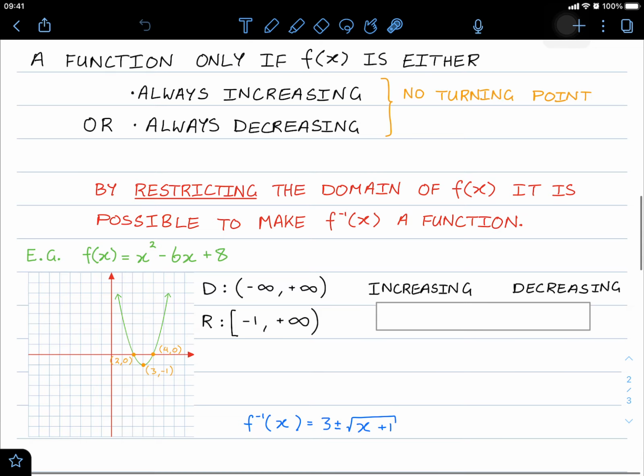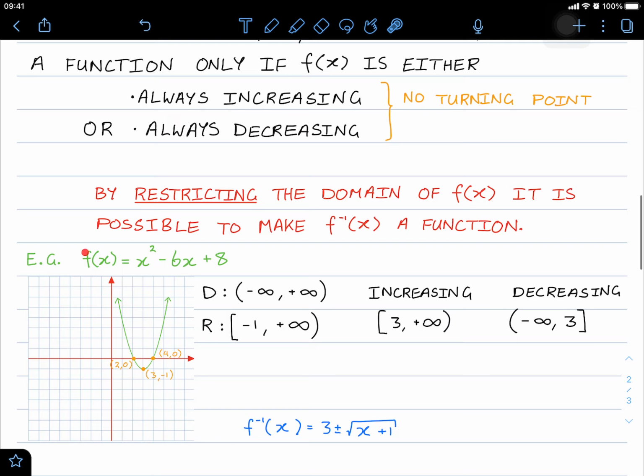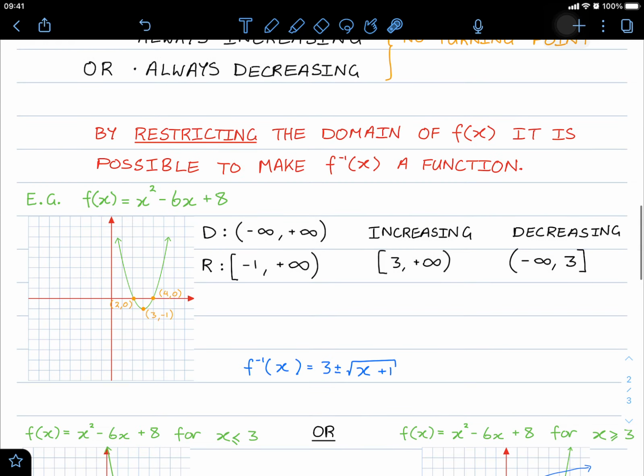So the function is always increasing in this domain. From 3 to positive infinity, the function is always increasing. And from 3 to negative infinity to its left, it's always decreasing on this side. So if instead of just saying f of x is equal to this function, we restrict the domain to one of these two, take a look.